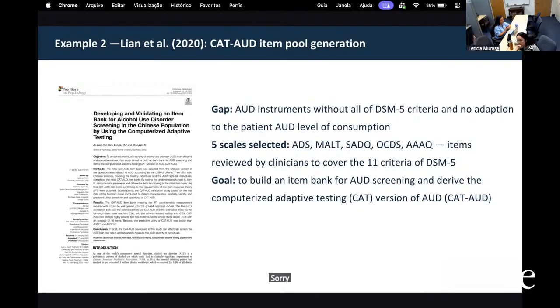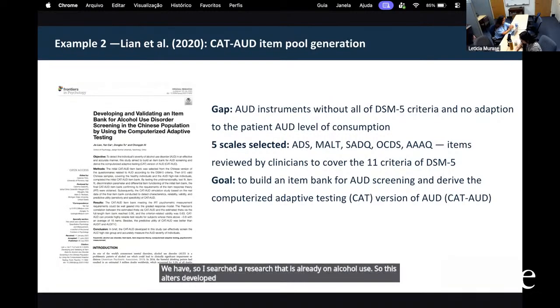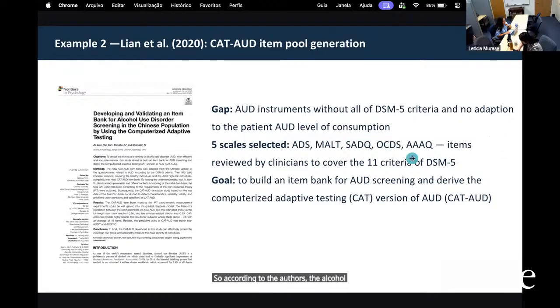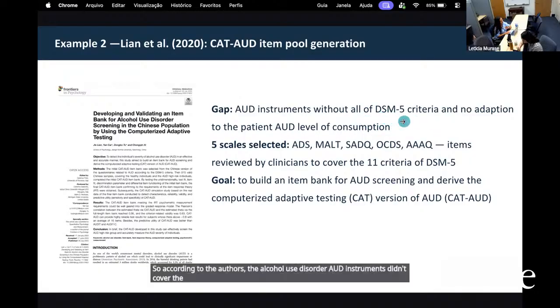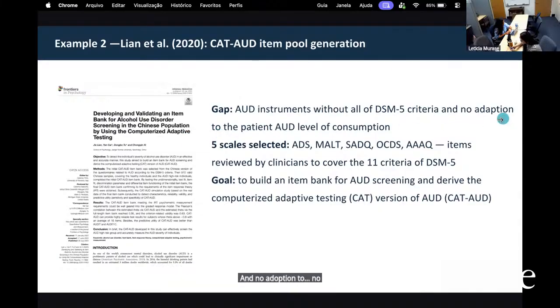Sorry. So going on to the second example, I searched for research that is already on alcohol use. These authors developed and validated an item bank for alcohol use disorder. According to the authors, the alcohol use disorder, AUD, instruments didn't cover the whole DSM-5 criteria, and had no adaptation to the patient's alcohol use disorder level of consumption.